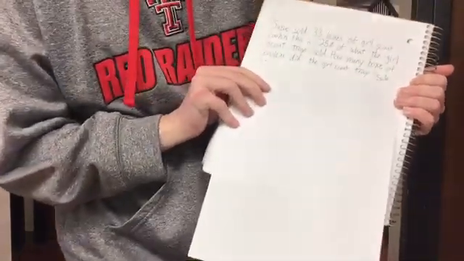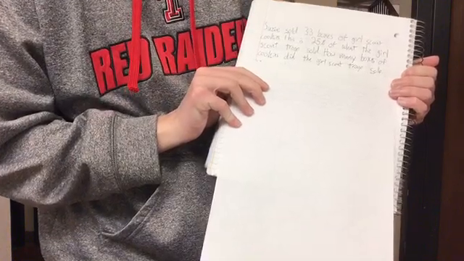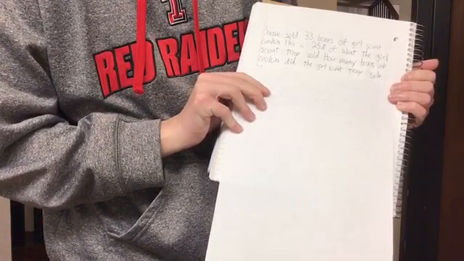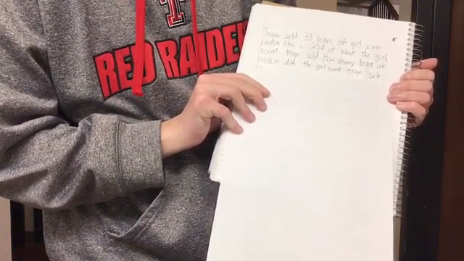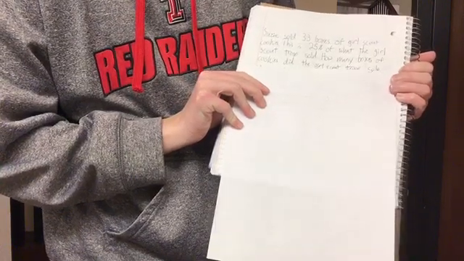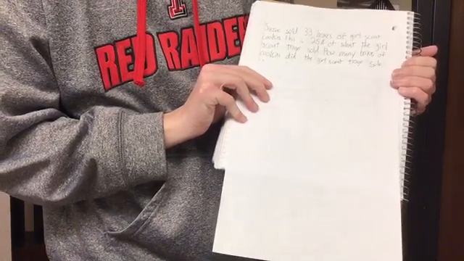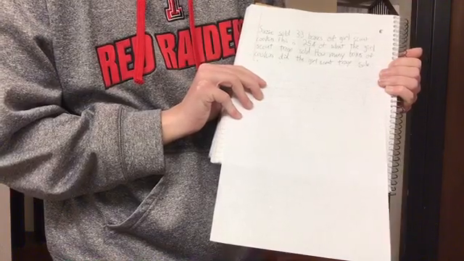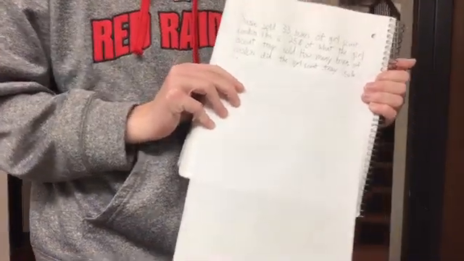So the question is, Susie sold 33 boxes of Girl Scout cookies. This is 25% of what the Girl Scout troop sold. How many boxes of cookies did the Girl Scout troop sell?